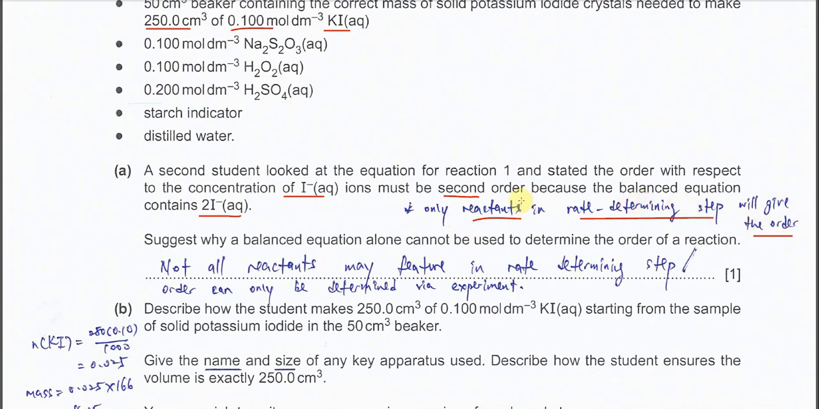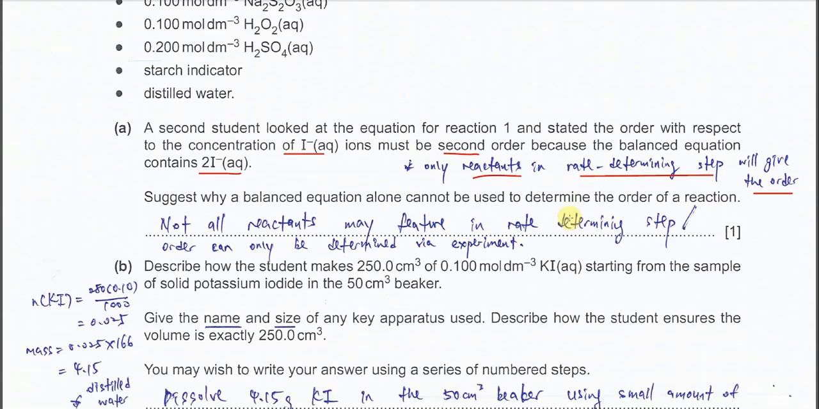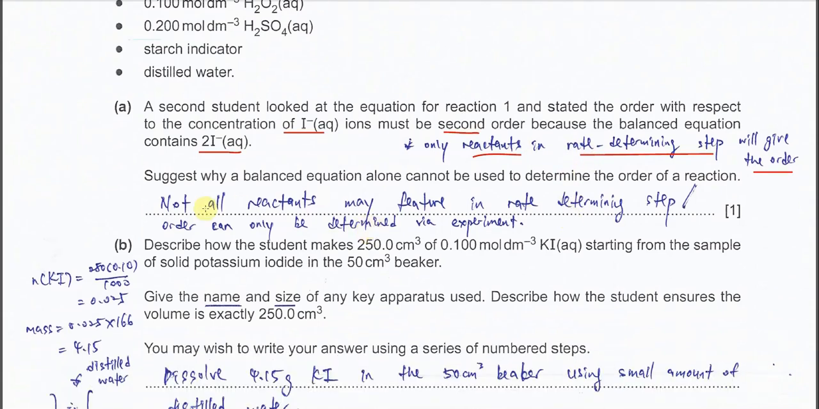We can get the order of the reactants from the slow step or rate determining step, and it depends on how many particles are involved in the step. So that's why this is the answer. Or more accurately, you can say that the order of the reactant we can get from the experiment. So we compare a few experiment sets and we can get the order.